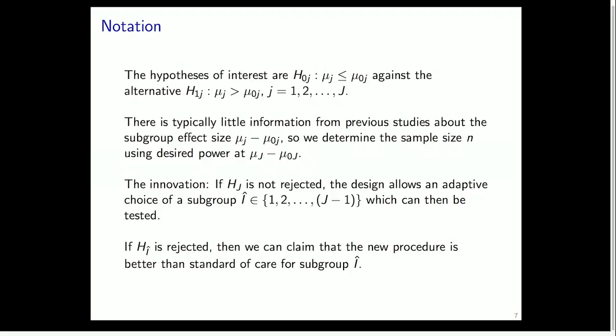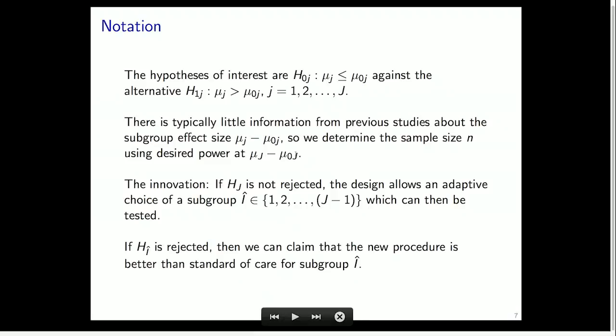Okay, so I'm just going to use some notation. I had a bit of math before, but I think I took it all out before this talk. So again, it's standard. We're going to use standard normal theory here. We have a mean effect, and we are testing, for example, capital J, which will play a role. Capital J is the number of groups. So J is 6 in this case.